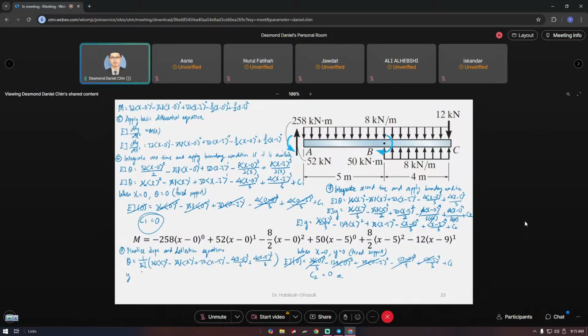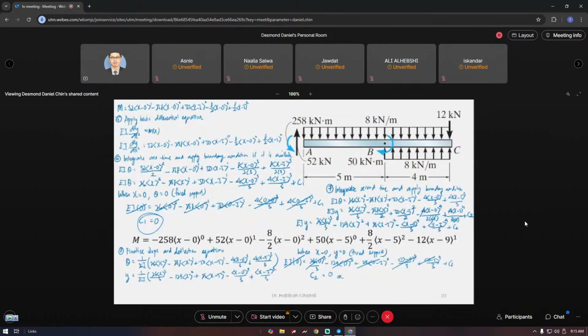For my deflection equation, y equals 1 over EI times 26 x cubed divided by 3 minus 129 x squared plus 25 x minus 5 squared minus x minus 0 to the power 4 divided by 3 plus x minus 5 to the power 4 divided by 3. This is my deflection equation. So we are done with this question.